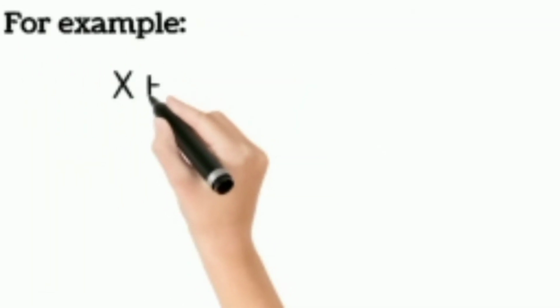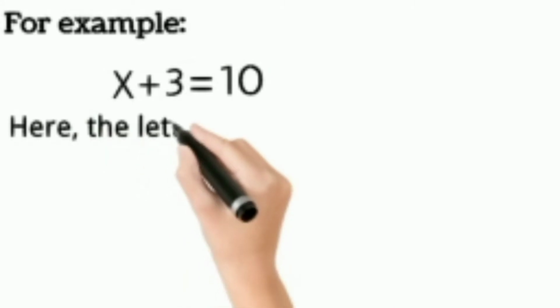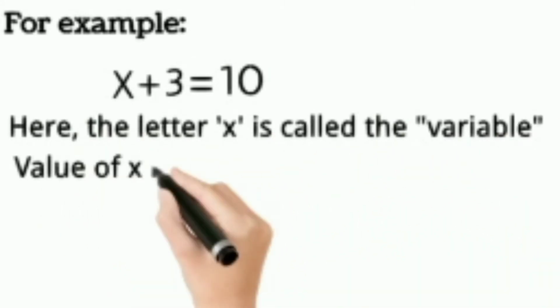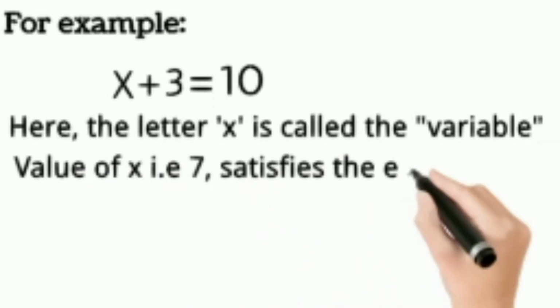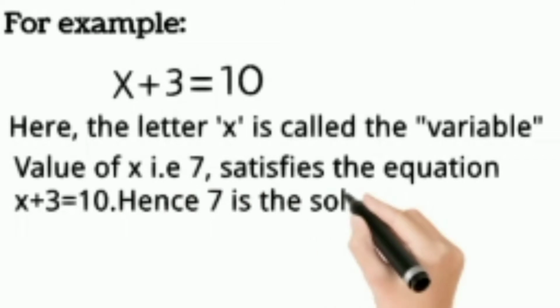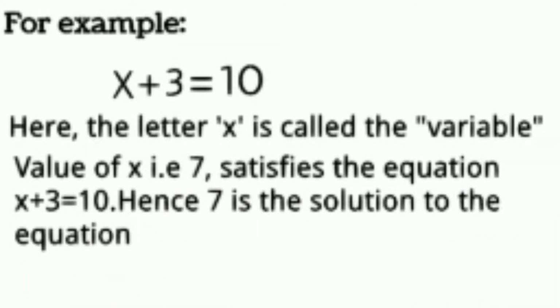Example, x plus 3 is equal to 10. Here the letter x is called the variable and the value of x will be 7, which satisfies the equation x plus 3 equal to 10. Hence, we can say that 7 is the solution to the equation.